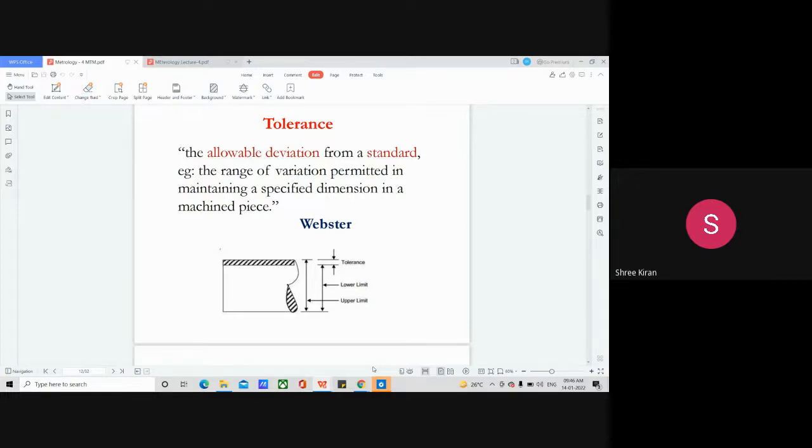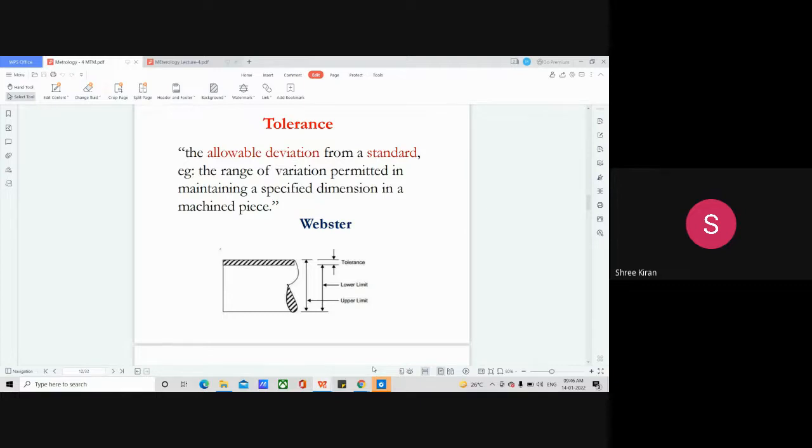So I have set an example. In the case of tolerance, it is the allowable deviation from a standard. In a single phrase, it is the range of variation permitted in maintaining a specified dimension in a machined piece, so that it does not affect any functionality or ability or any issue regarding the process for which it is required in a machine service.